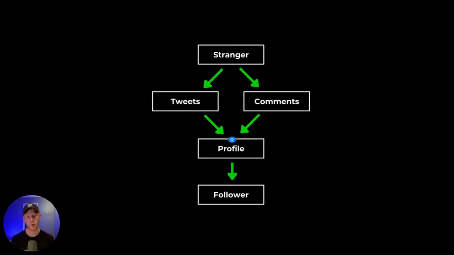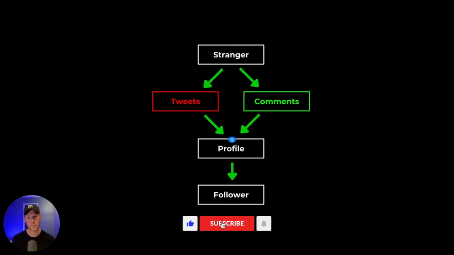Then they click on your profile, and if your profile is optimized, they become a follower. So you need 3 different things for this, but at the start, you won't have organic reach yet. So your tweets aren't reaching people, which means that you have to force eyes on your content. And you do this with quality comments. If you leave a lot of quality comments, you get a lot of profile clicks, and if your profile is set up right, you convert a high percentage of that into followers.